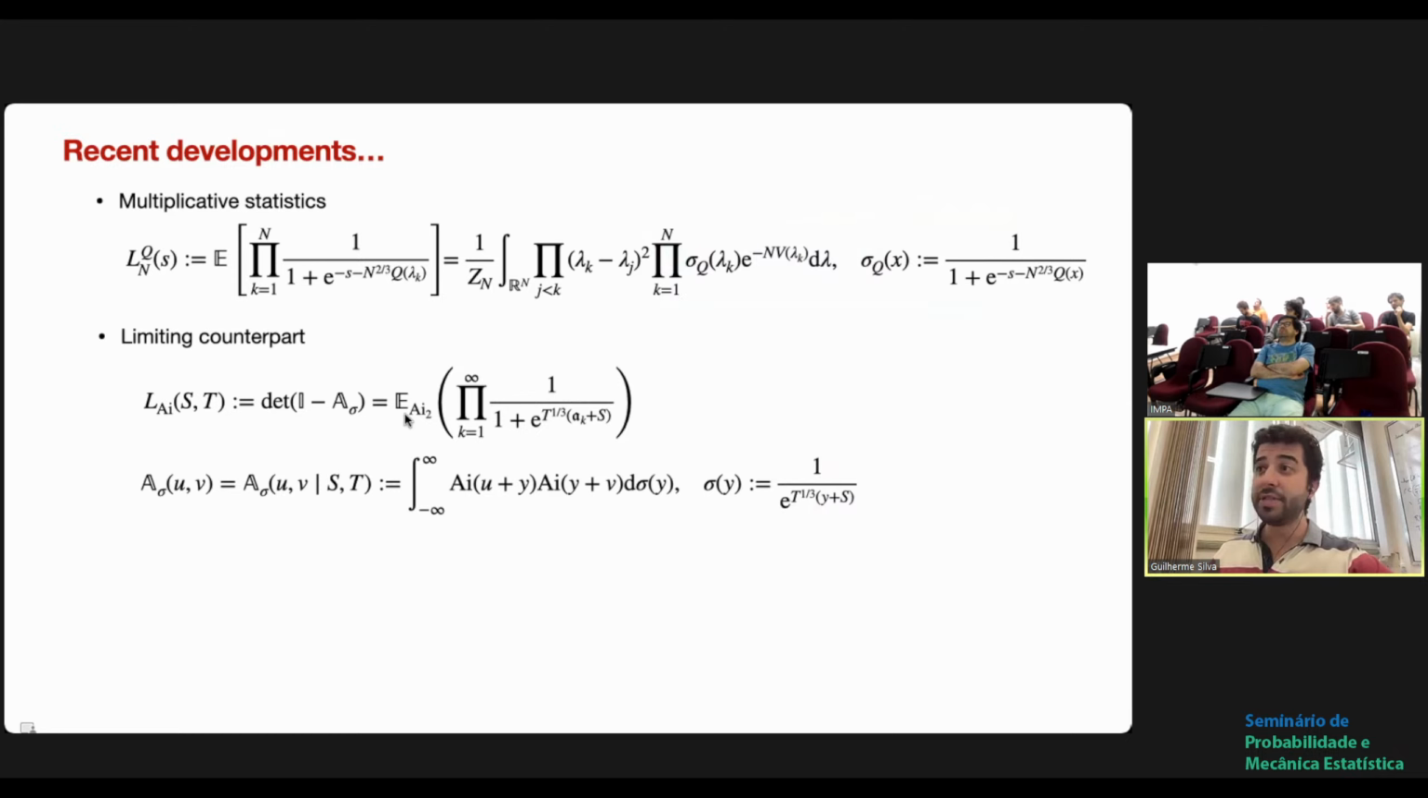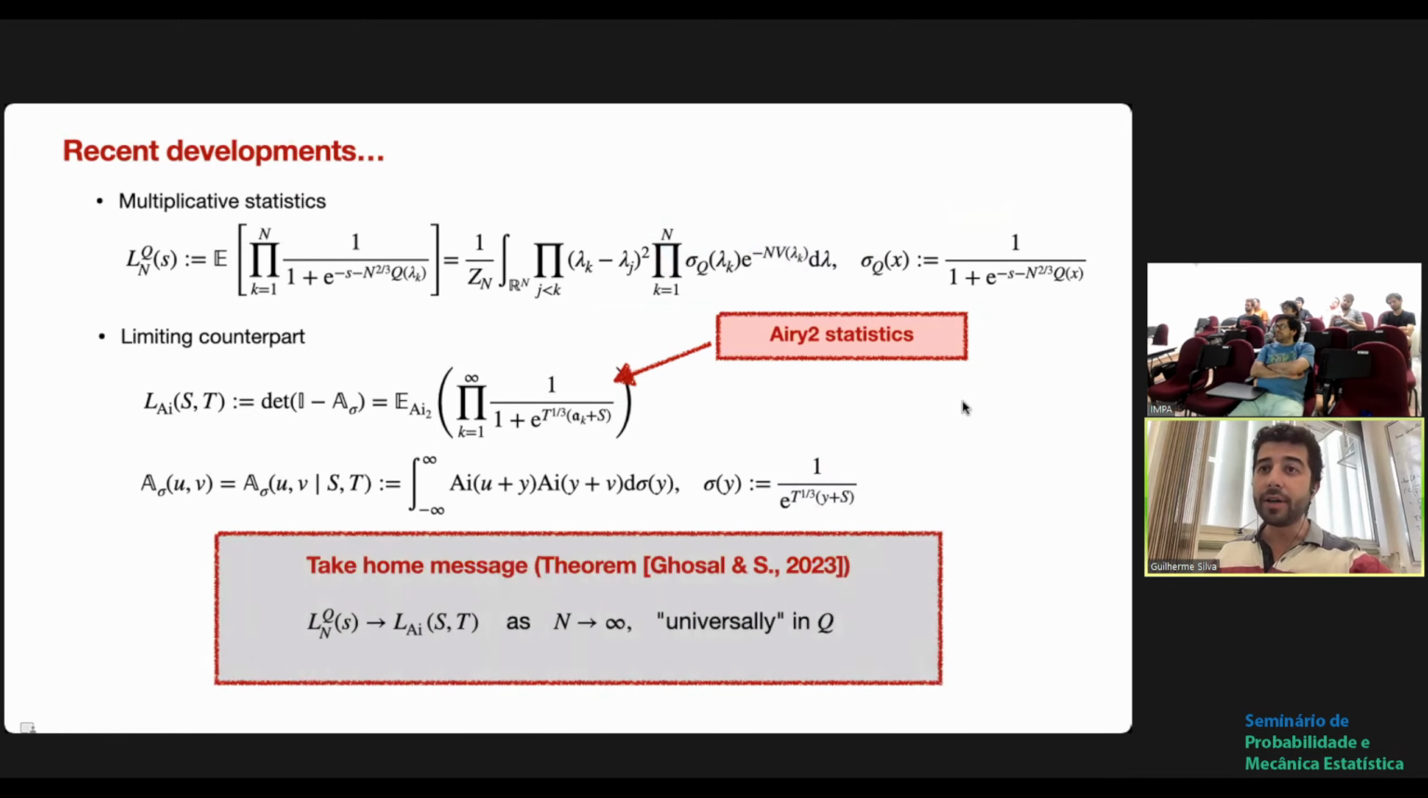Just to say, this kind of Fredholm determinant is like a certain multiplicative statistics of a certain process, and this is essentially the multiplicative statistics of the Airy 2-point process. And this is the theorem that I want to explain to you, or better to say, I want to explain in the next slides why we care and why it's interesting.